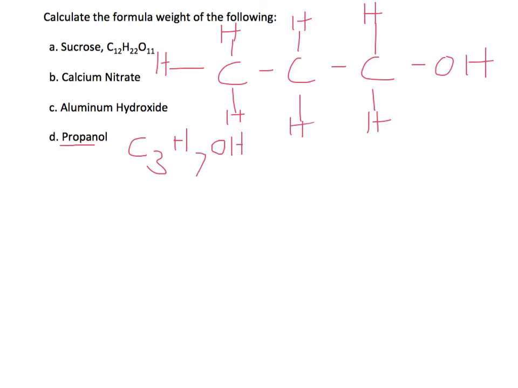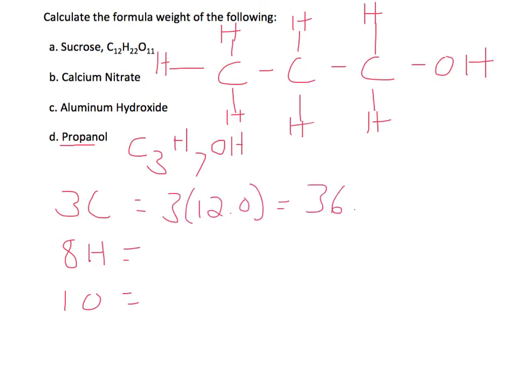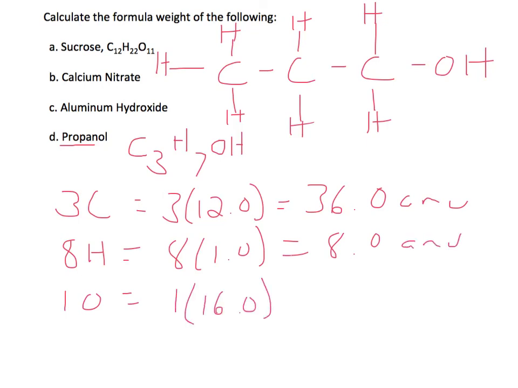So we know we have C3H7OH. To add up that molecular formula, we have 3 carbons, a total of 8 hydrogens, and 1 oxygen, and then we can calculate each one of these. 3 times 12.0 is equal to 36.0 AMU. We have 8 times 1.0 for the hydrogen, so 8.0 AMU. And lastly, we have 1 oxygen at 16.0, so 16.0 AMU. So we have a total of 60 for our formula weight for propanol.